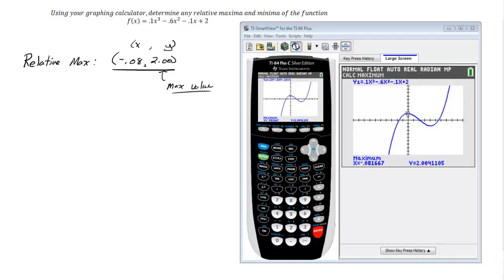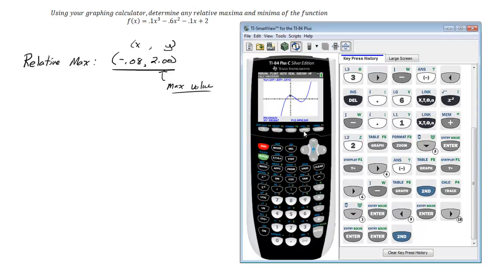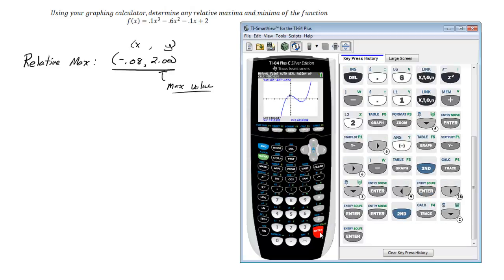Now, the question wants us to determine any minima. So it also says if there's a minima, we need to find the minima values. So I'm going to come over here and find the minimum values, and I have to recognize they are around here somewhere. So now I'm going to go to second trace one more time, but I'm not going to hit max now. I'm going to scroll over here to 3, which gives me minimum, and I hit enter.